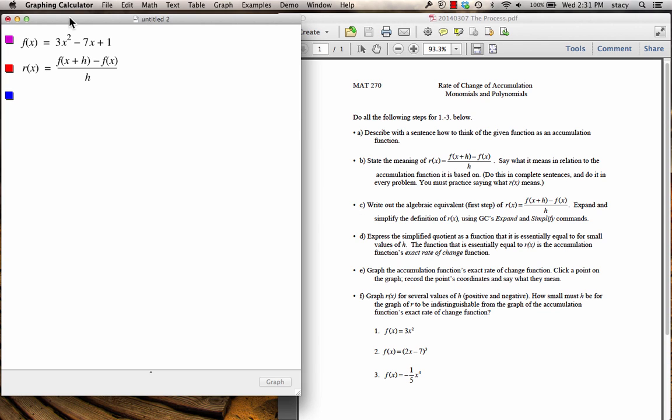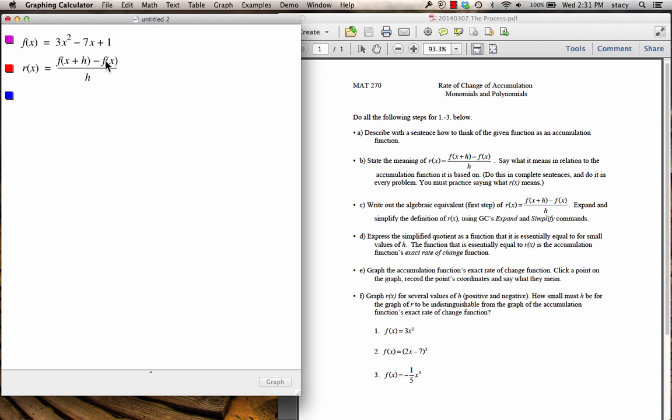So you'll see over here in my graphing calculator window, I have a different function than any of the ones in your homework. And I wrote the definition of what r of x should look like for a generic function f. And I wanted to show you how to use graphing calculator to make your algebra a little bit easier.